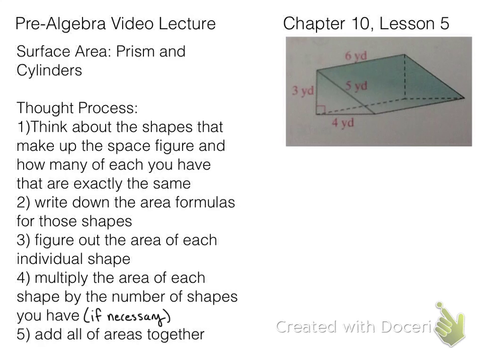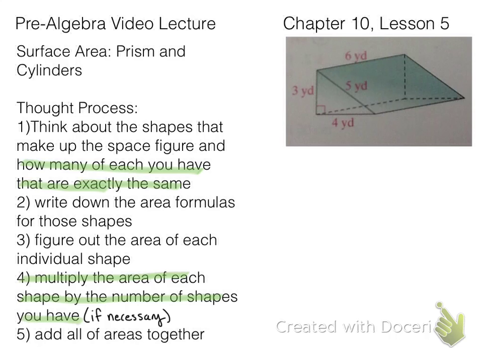All right. Two, write down the area formulas for those shapes. So what are the area formulas? Again, is it 1/2 base times height because you have a triangle? Is it pi r squared because you have a circle? Is it base times height because you have a rectangle? Number three, figure out the area of each individual shape. And then four, multiply the area of each shape by the number of shapes you have if they are exactly the same. This goes back up to that first step, how many of each you have that are exactly the same. And then you're going to add them all together.